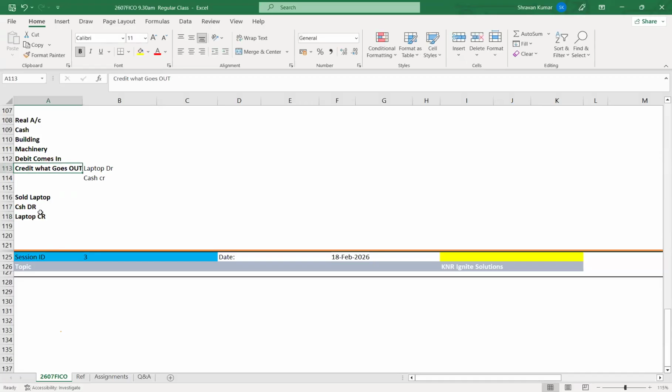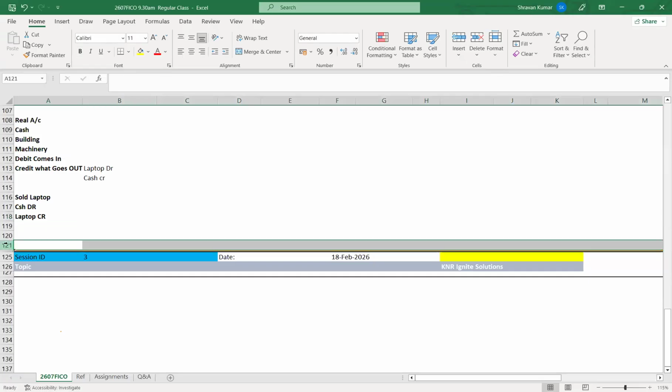So how do we get these entries? Simply by looking at the golden rule. Here we sold the laptop and in return we got the cash. So when we are getting the cash, we debit what comes in. We debited the cash and credit what goes out. The laptop is going out, so we credited the laptop. Simple, right? So whenever something valuable enters the business, we debit it, and whenever it leaves, we credit it. So that is the rule of the real account.